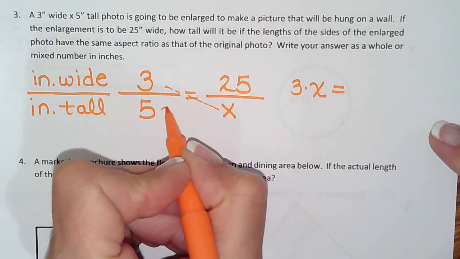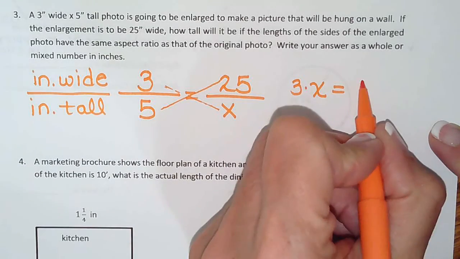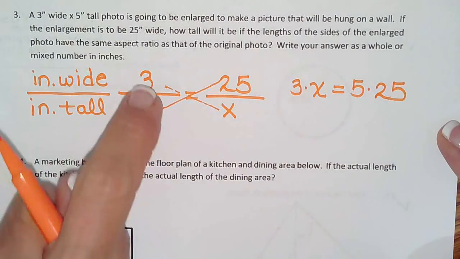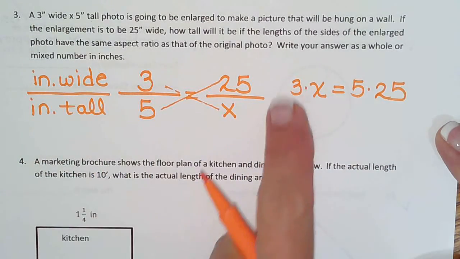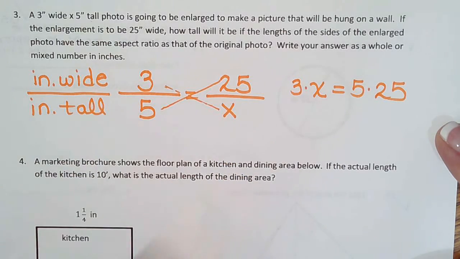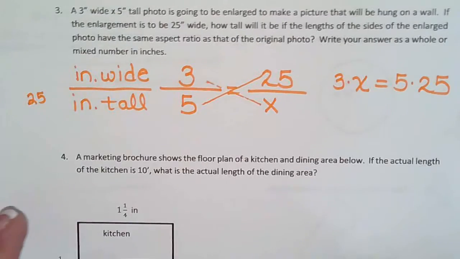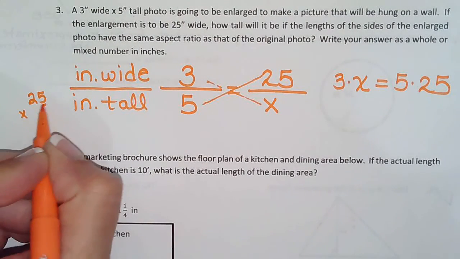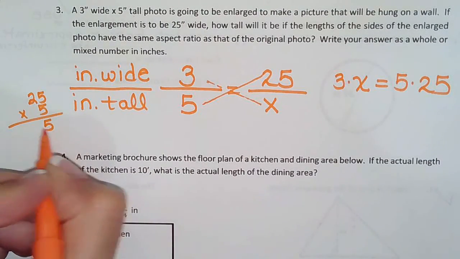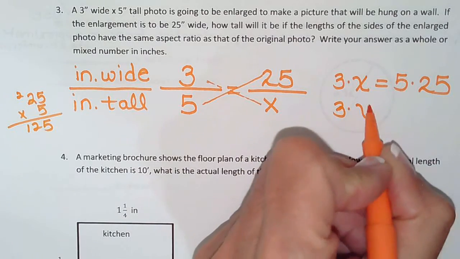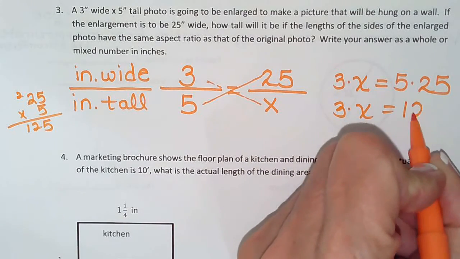And then we have 5 times 25. So this cross product is 3x. This cross product is 5 times 25. So 25 times 5 is 125, right? 5 quarters. Yep. So we get 3 times x equals 125.